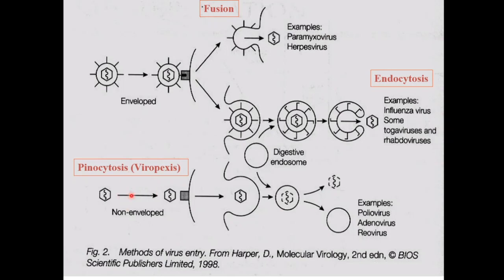non-enveloped viruses, naked viruses, will just get in by pinocytosis or viropexis, while viruses with a membrane mostly get in either by fusion, fusion from without, or by endocytosis. So for naked viruses, there will be viropexis or pinocytosis. Any question on this?